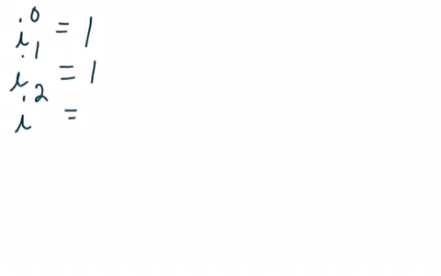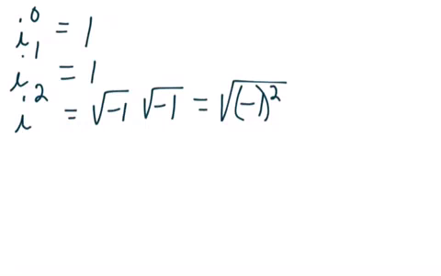The other thing we need to review is the powers of I. If you have I to the 0, that is equal to 1, because anything to the 0 power is 1. I to the 1 is I. I to the 2 is square root of negative 1 times the square root of negative 1, which is the square root of negative 1 squared. And when you take the square root of something squared, it's just what's on the inside, so that would be a negative 1.